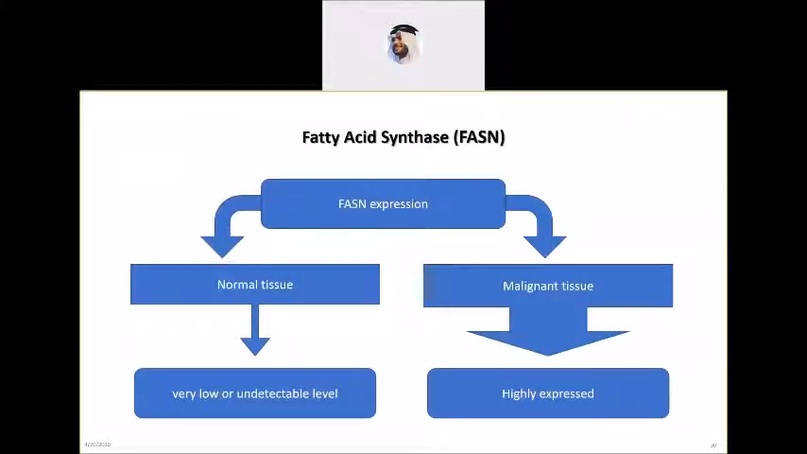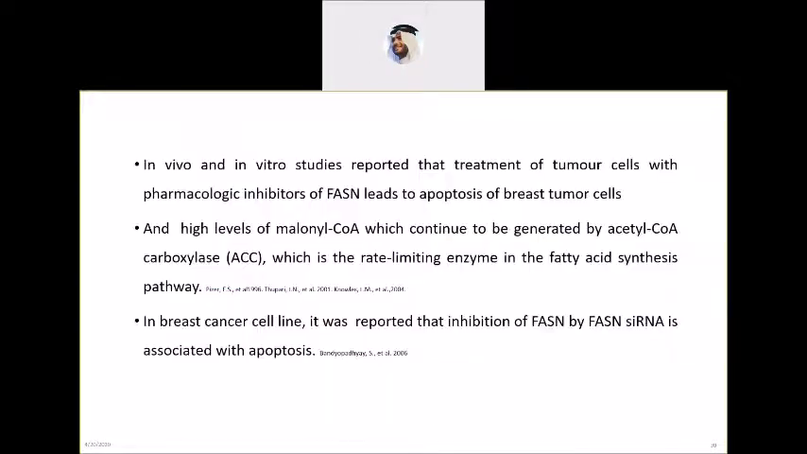FASN is overexpressed in most human malignancies and is therefore considered an ideal therapeutic target. Consistent with this theory, several studies have clearly demonstrated that there is a high level of fatty acid synthase expressed in most human tumors, including breast, prostate, stomach, skin, and other types. In normal cells, the endogenous synthesis of long-chain fatty acid is minimal because the diet supplies most of the fatty acid.